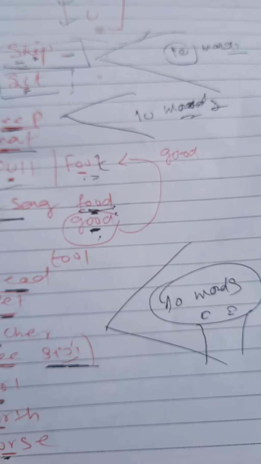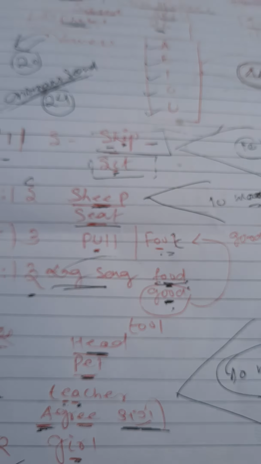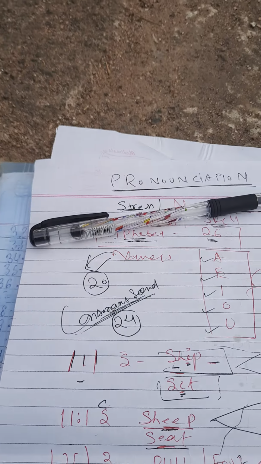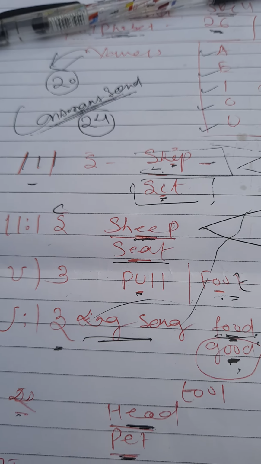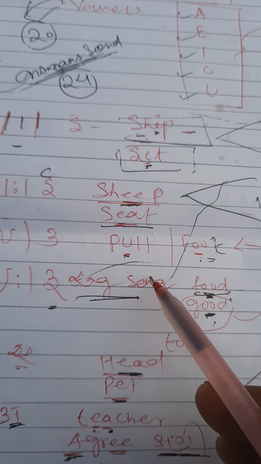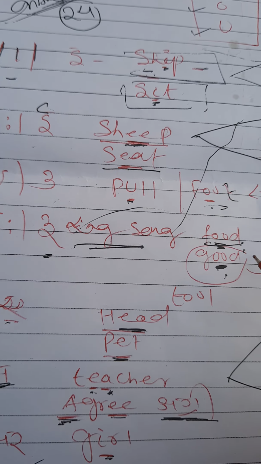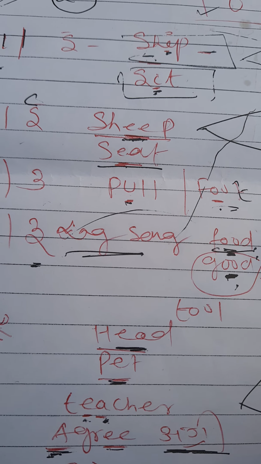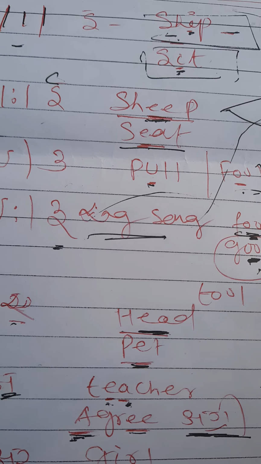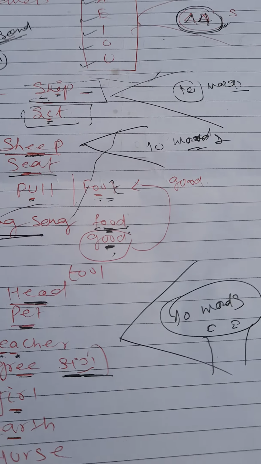Next we have a U, that is the long vowel sound. This is then the long sound. Food, F-O-O-D, food. Good, G-O-O-D, good. So good and food, don't be confused about why good here and food there.